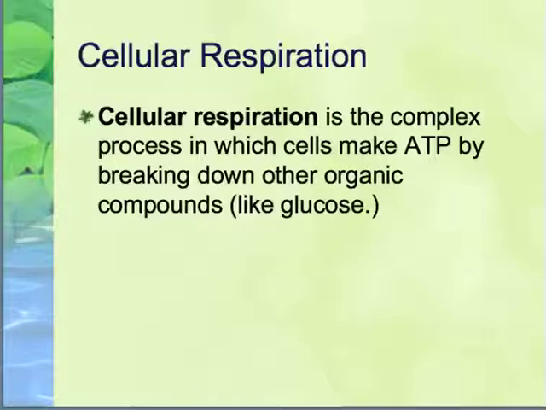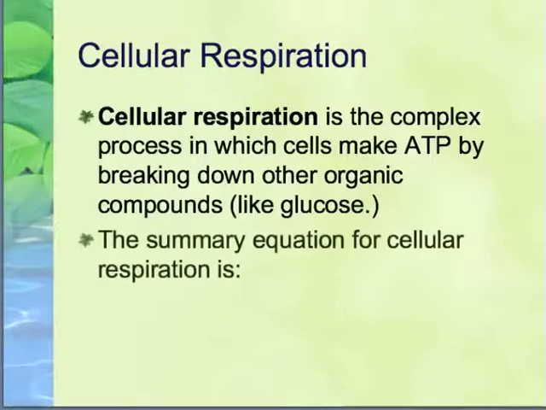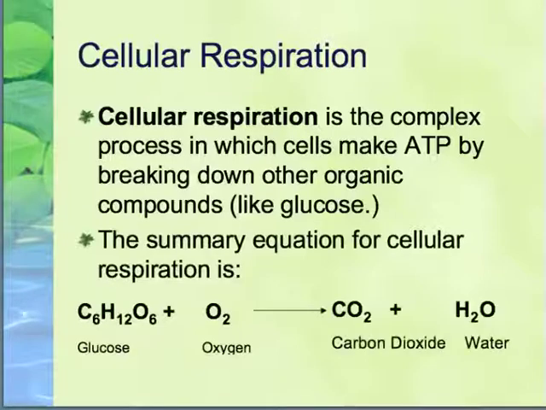Okay? Now, just like photosynthesis had the summary equation, this is the summary equation for cellular respiration. C6H12O6 plus O2 yields CO2 and H2O. That is, glucose and oxygen produce carbon dioxide and water. Now, if you look back to your notes on photosynthesis, you will notice one stark reality, and that is that the summary equation for cellular respiration is the exact opposite of photosynthesis.